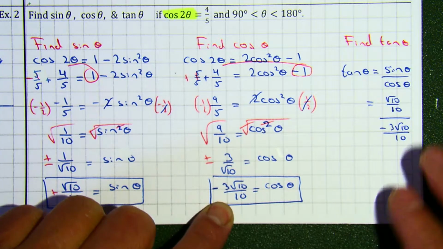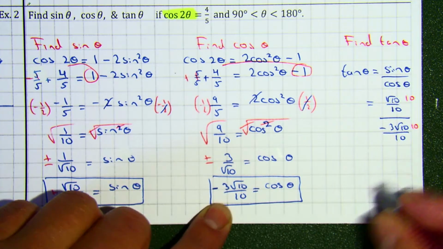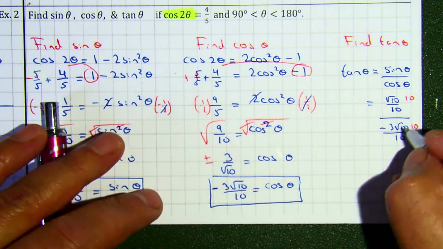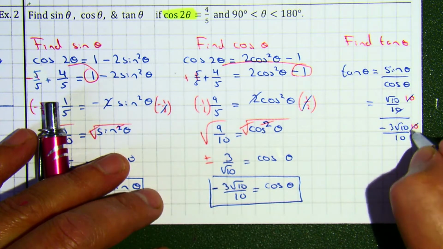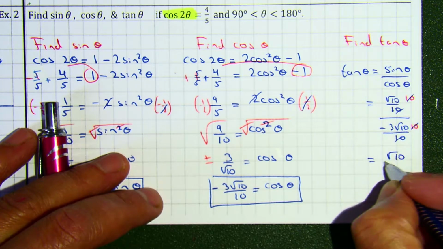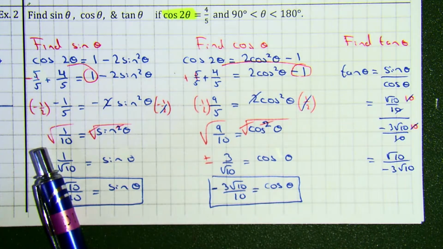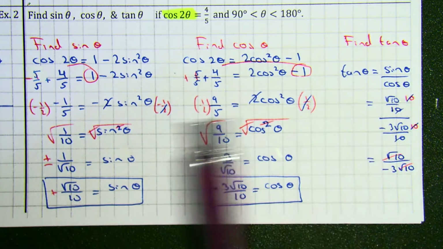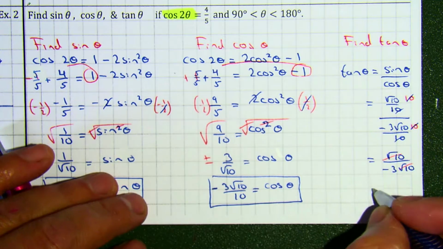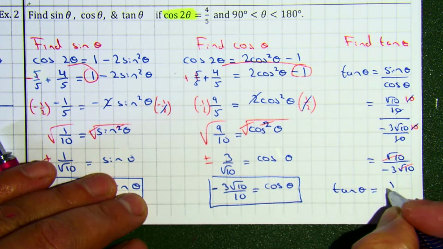Once again, I can take the reciprocal, or I can just multiply by 10, that cancels. So therefore, I end up with the square root of 10 over negative 3 square root of 10. My square root of 10 cancels. So therefore, I have the tangent of theta to be negative 1/3.